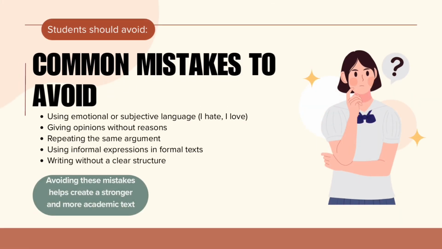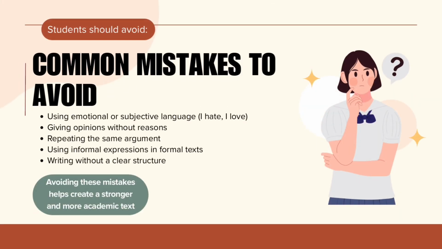Slide 19. Common mistakes to avoid. Students should avoid common mistakes such as using emotional or subjective language like I hate or I love, giving opinions without any reason, repeating the same argument, using informal expressions in formal text, and writing without using a proper structure. Avoiding these mistakes will make the text stronger and more academic.